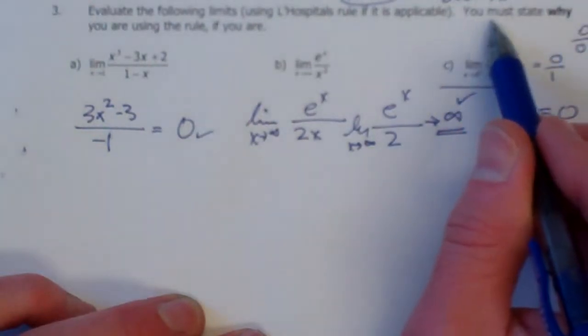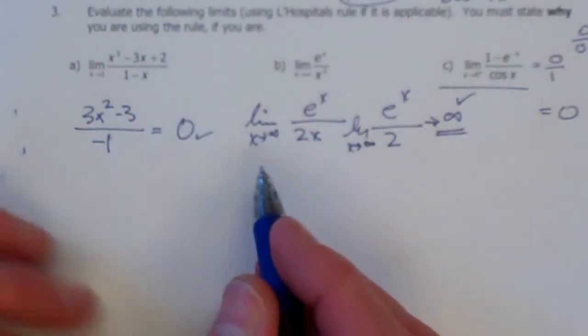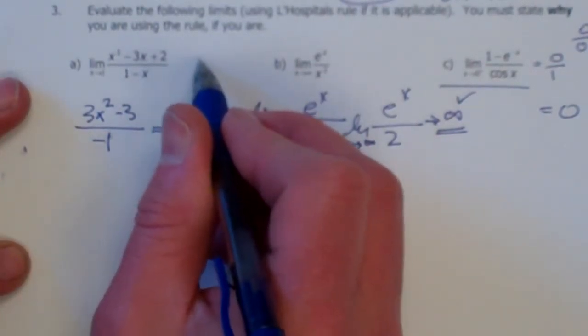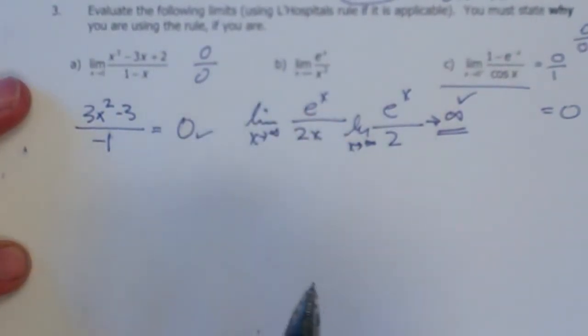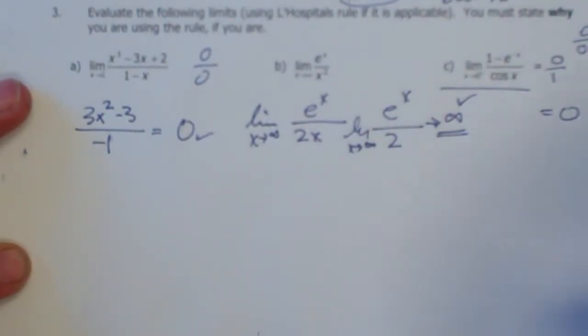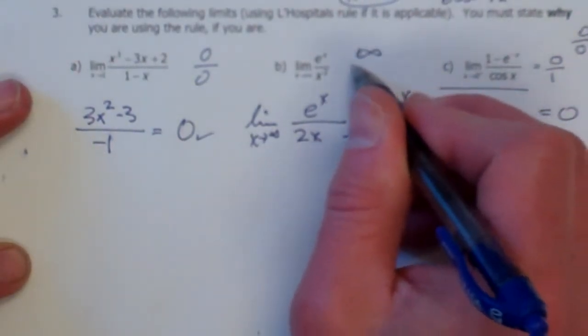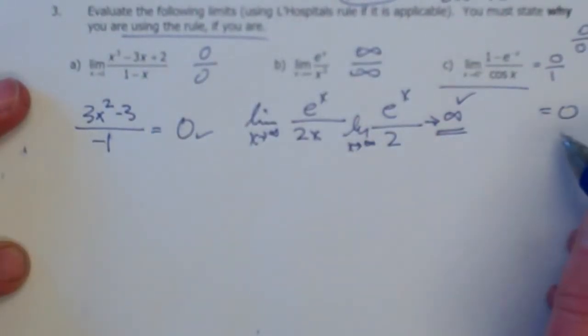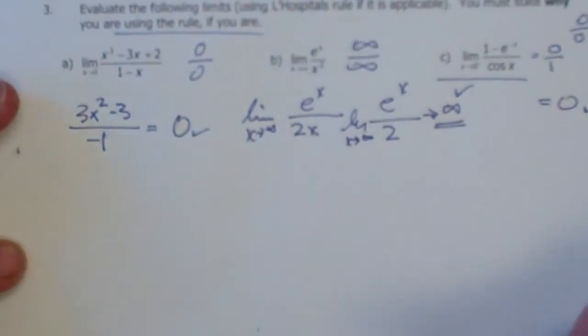Okay? Here it says you must state why you're using the rule, so I might write a sentence about, well, when I plug this in, I get 0 over 0. Just to write a brief sentence in the interest of time, I'm not going to do that here. I get infinity over infinity. So that's why I'm using L'Hopital's rule, but here I do not need to. All right? There's that page.